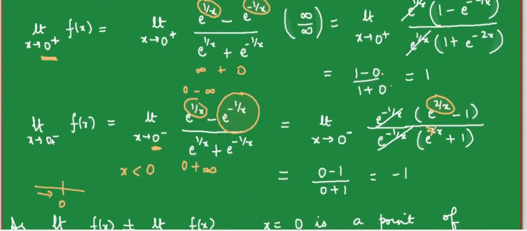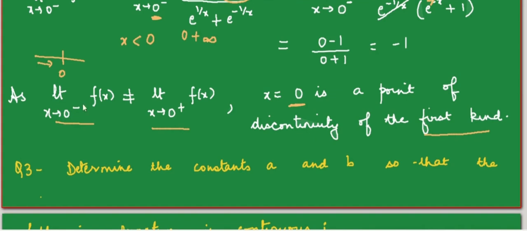But when you do the other way around, when you take x tending to 0 minus, then 1 by x is negative with the 0 in the denominator. So basically this is e to power minus infinity this time, which is 0. And it's e to power infinity here, which is infinity. So infinity happens to come in the second term of the numerator when you're talking about the left hand limit. And that is what makes the difference here in the left and right answers, and that's why 0 happens to be a point of discontinuity of the first kind. So that's the second question.